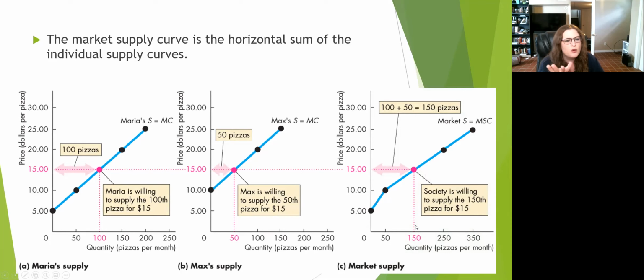Now let's break down this whole supply line. Let's see, we don't start producing pizzas until slightly over $5, right? And that's because that's where Maria is willing to start producing pizzas.